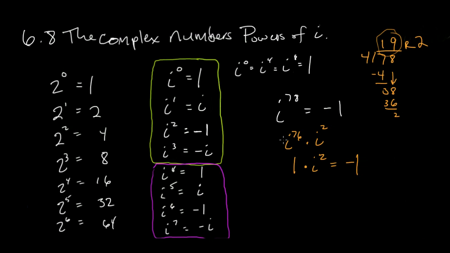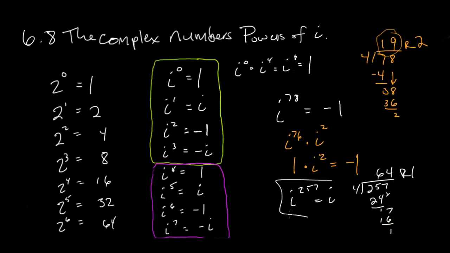In order to solve for any arbitrary power of i, you divide that exponent by 4, take the remainder, find that value on your list, and that is the value of i to that power.